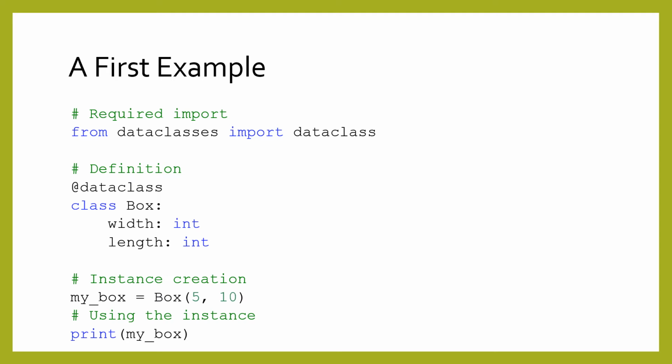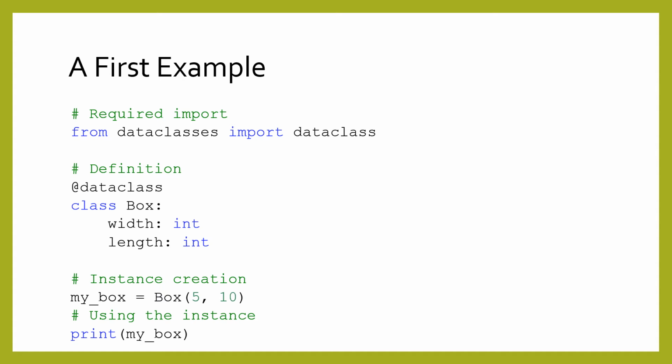Let's take a look at an example data class. First, we must import a decorator from the dataclasses module. Then we create a definition for the data class by writing the header and body of the data class. The header requires the decorator, the class keyword, the name of the new data class, and a colon. The body requires that we specify the fields, each on their own line.